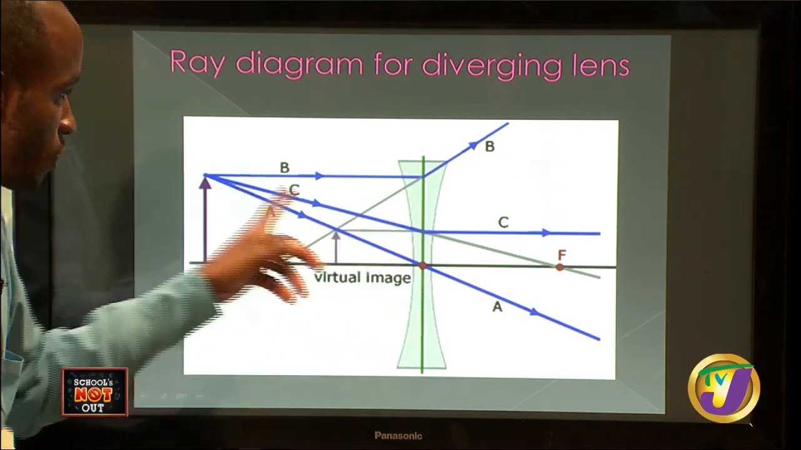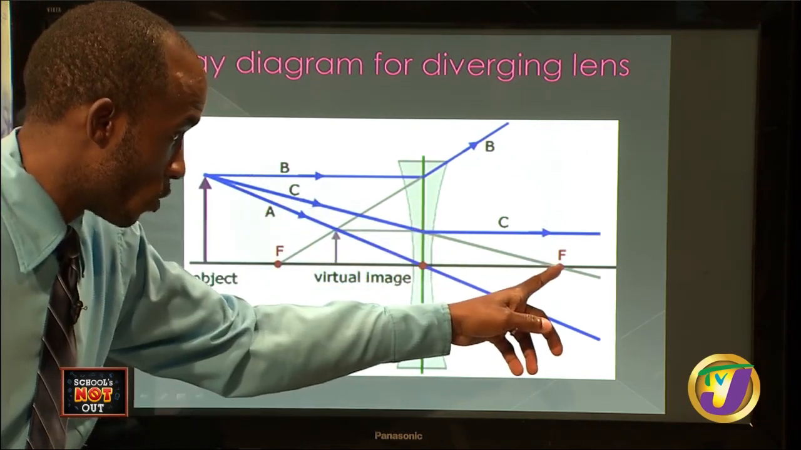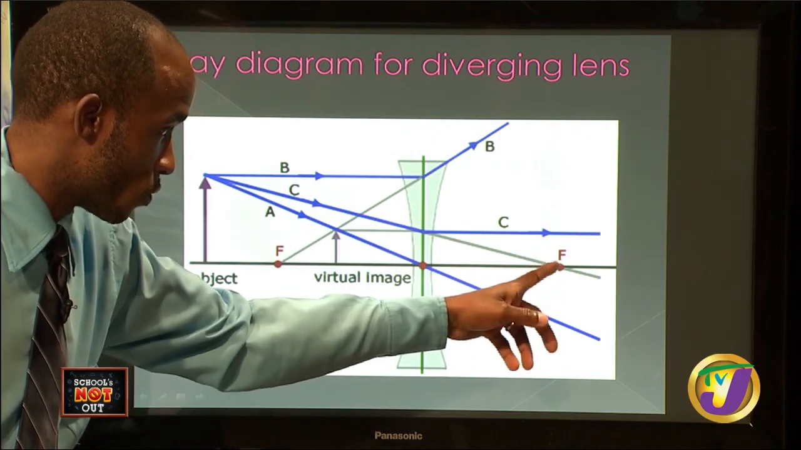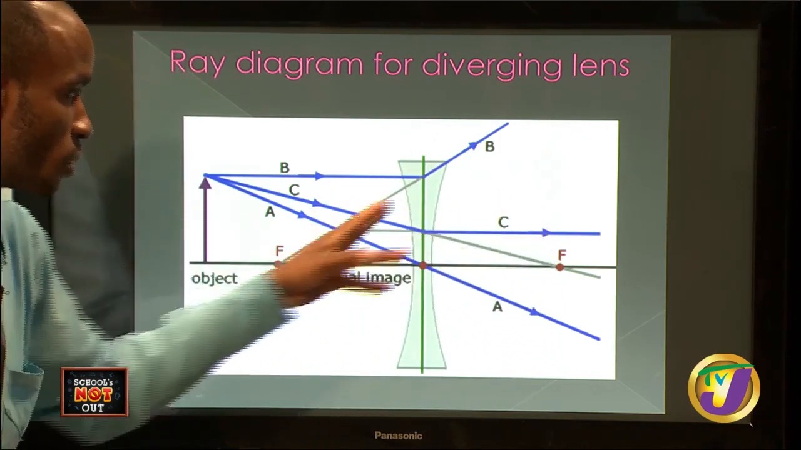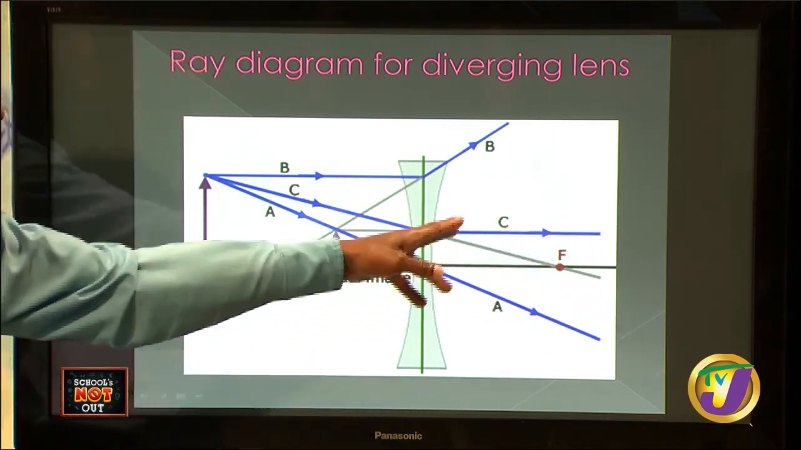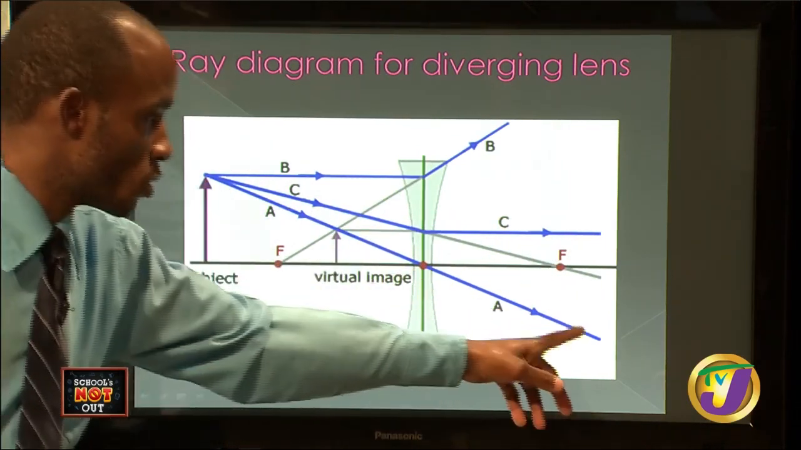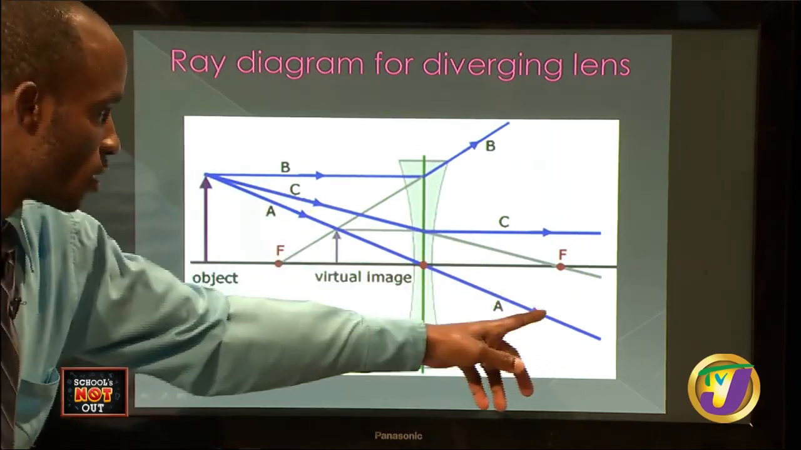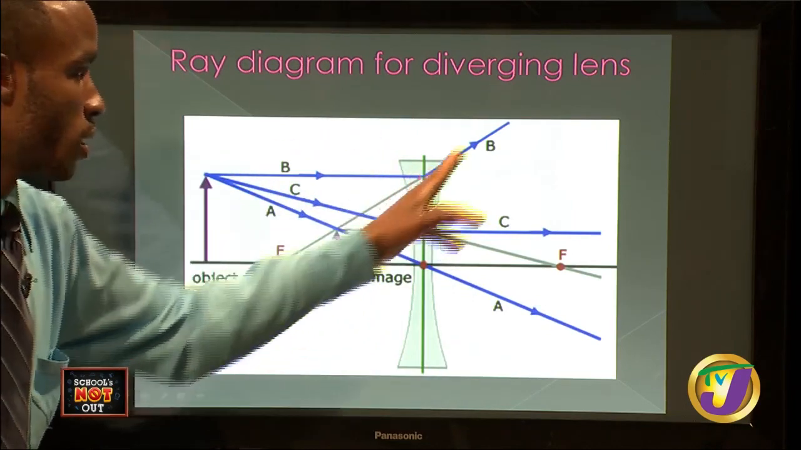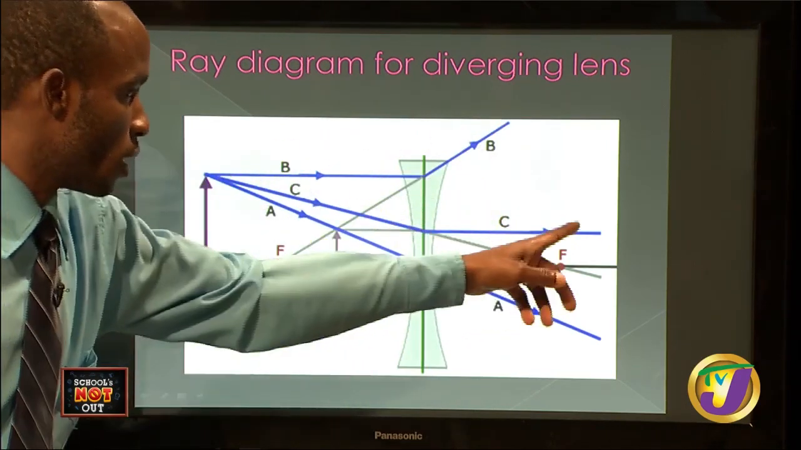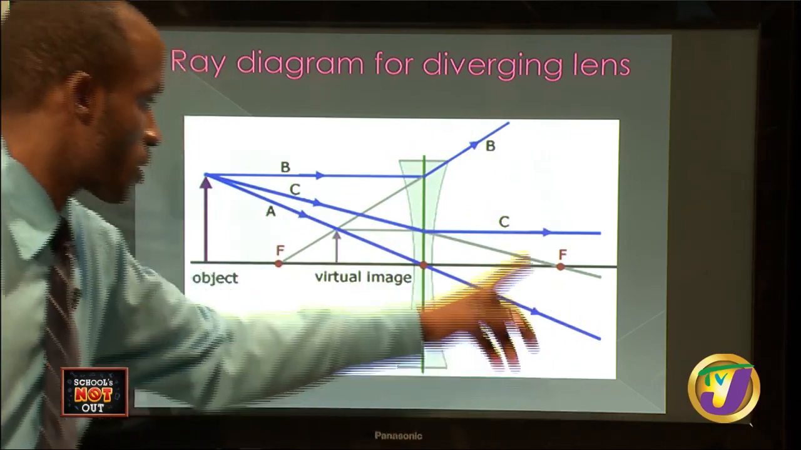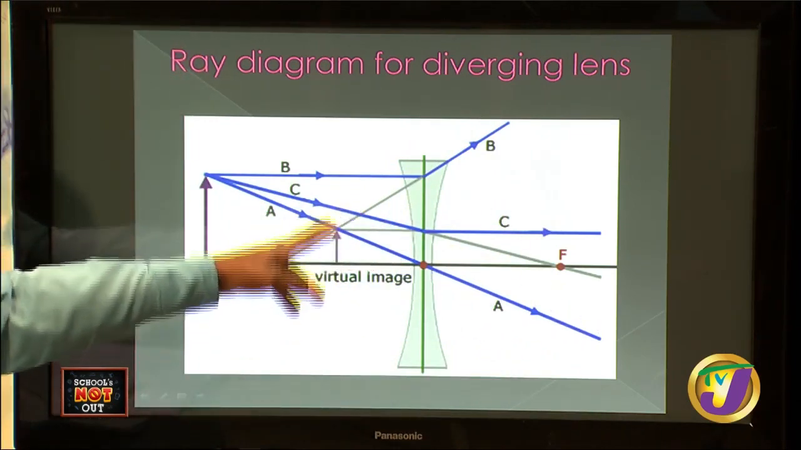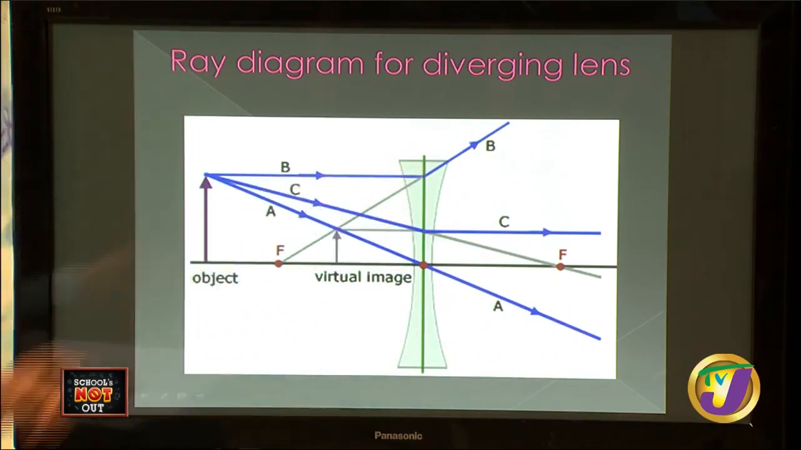This one that travels would want to point towards the focal length on the other side, but it doesn't, it travels parallel, so we have to backtrack it. This one goes through the optical center unaffected. So we have this one going this way, this one going that way, this one going unaffected. So when you backtrack, you get a virtual image because the rays don't come to focus here.